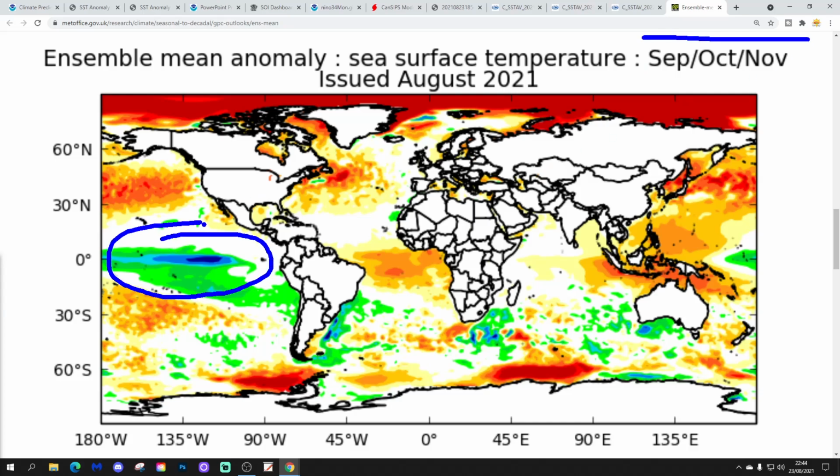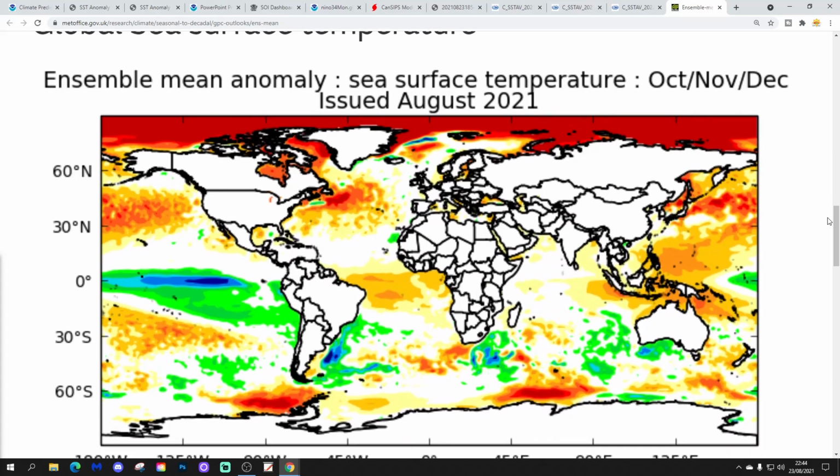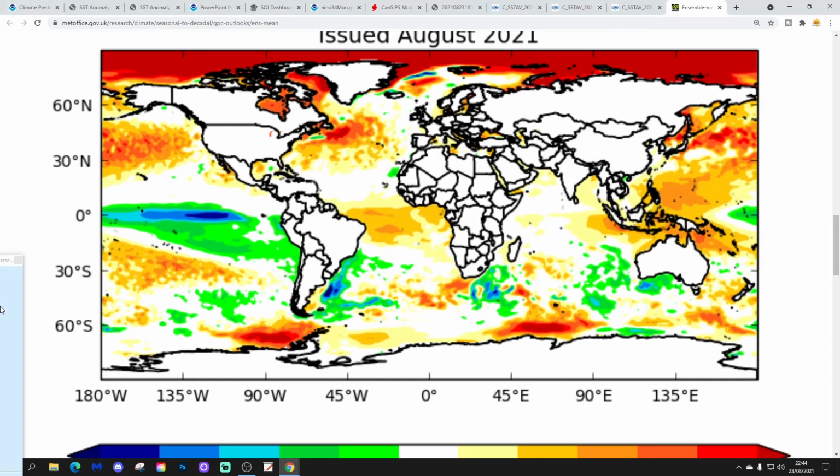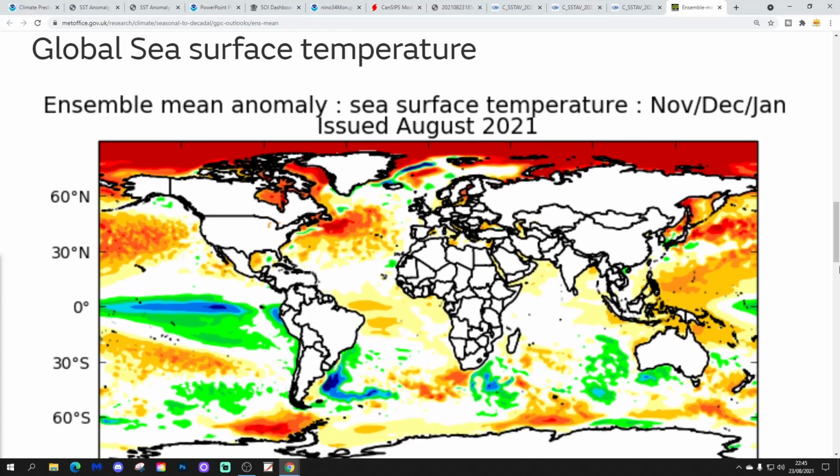La Nina signature there for the central part of the Equatorial Pacific Ocean. Definitely less so in the eastern portion. Going through the tri-month period for October, November, December, that La Nina signature, if anything, is strengthening a little bit more. So this is getting us to moderate La Nina levels, I think. Again, particularly in the central part of the Equatorial Pacific Ocean. Notice it is cooling towards the eastern part of the Equatorial Pacific Ocean.